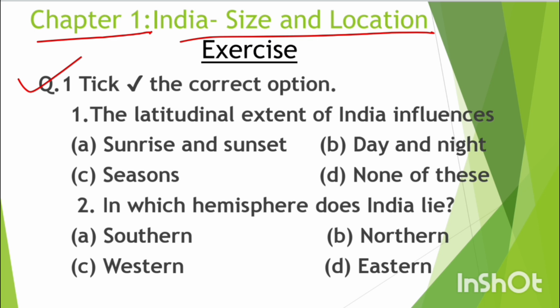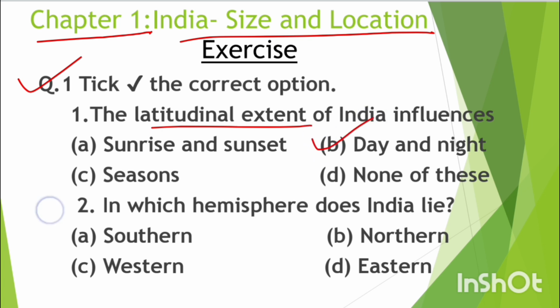First question, the latitudinal extent of India influences. Option number A, sunrise and sunset. Option number B, day and night. Option number C, season. And option number D, none of these. So answer for this question, option number B, day and night.